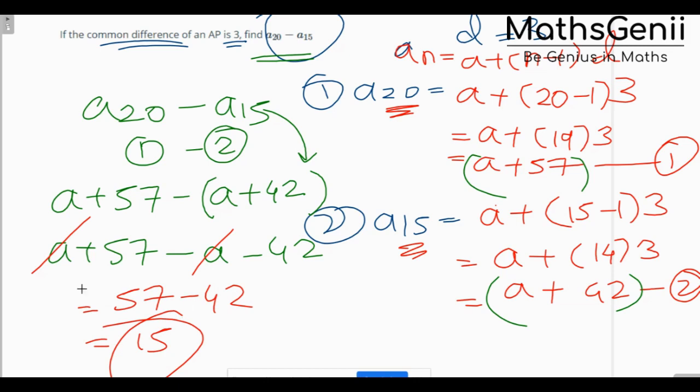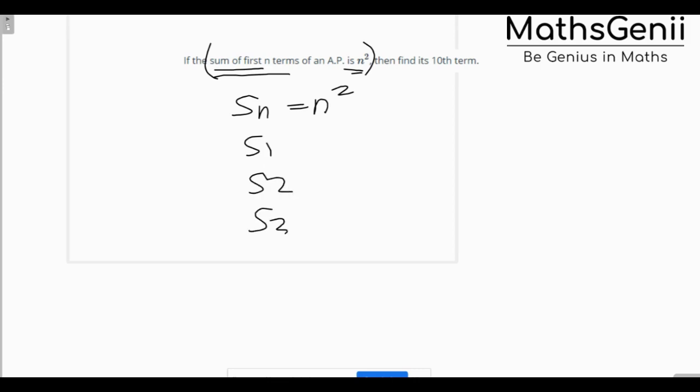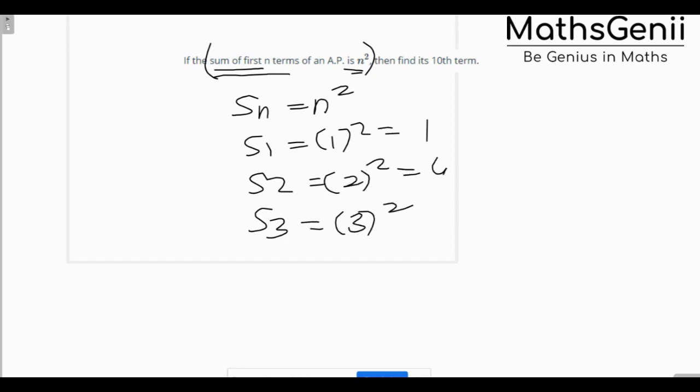Yet another question which is again quite tricky. So all the questions in AP seem to be quite tricky, but usually come for 1 mark. If the sum of n terms is n square. Understand how I've written from the question. Sum of n terms is n square. So therefore S1, S2, S3 I can calculate. I'm putting n here as 2, n here as 3. So I'm getting this. But to solve any question, you want T1, T2, T3, right?